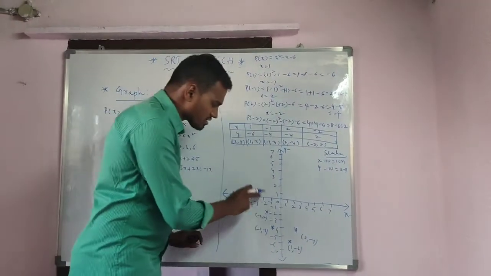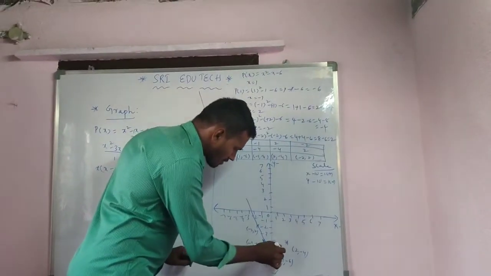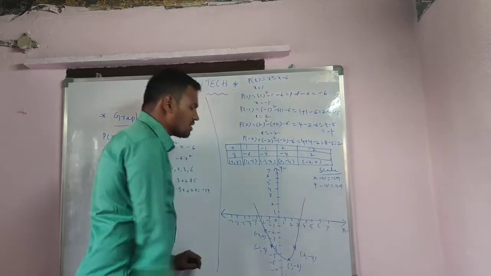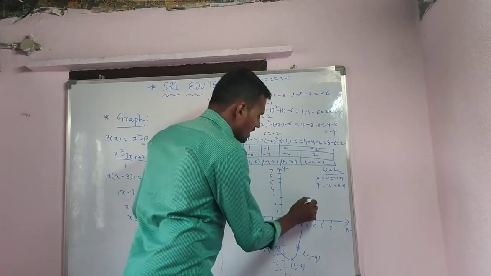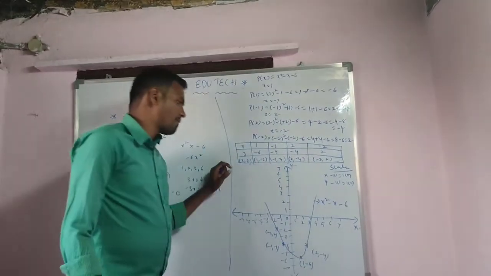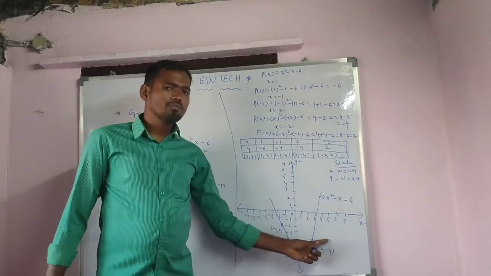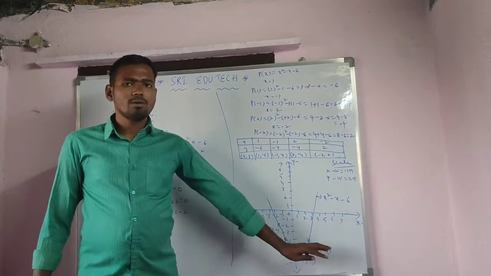So according to these points, draw a line. This is the graph of the polynomial x square minus x minus 6. This is the graph, very important, very easy.